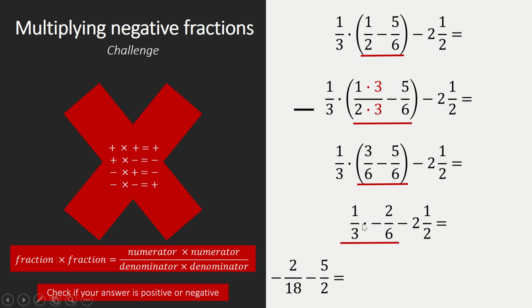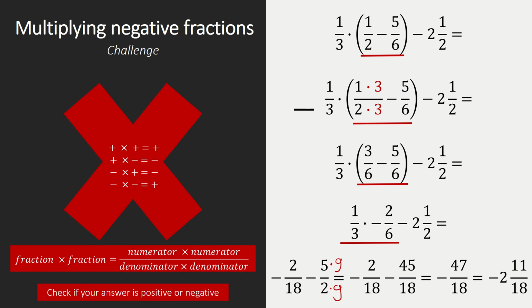So 1 times 2 was 2, 3 times 6 was 18, positive times negative was negative. To make this a whole, 2 times 2 is 4 plus 1 is 5, so minus 5 over 2. We need to make the denominators the same, otherwise we cannot simplify it. So you get minus 2 over 18 minus 45 over 18, which is minus 47 over 18. Because you did minus 2 minus 45.